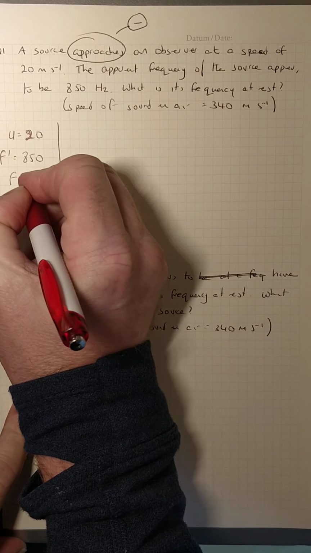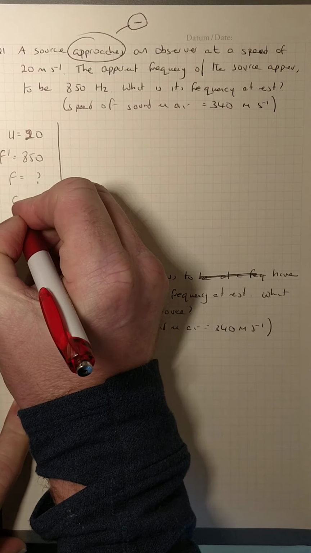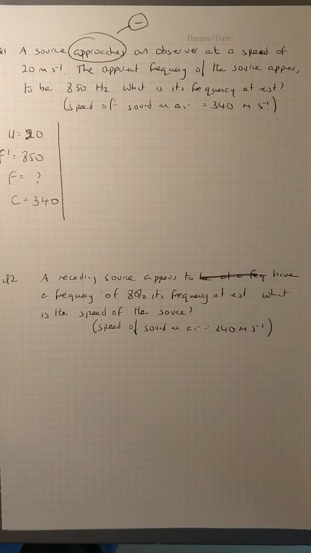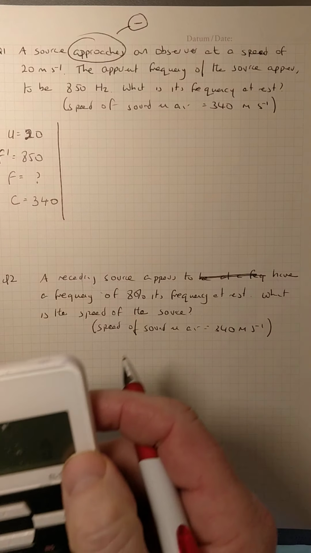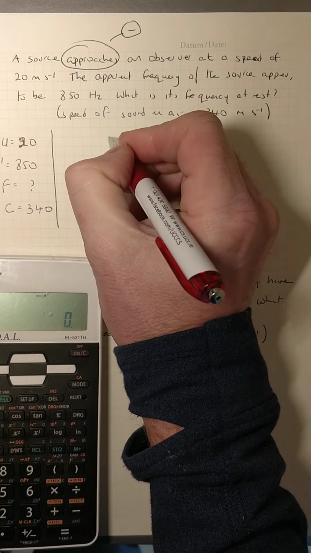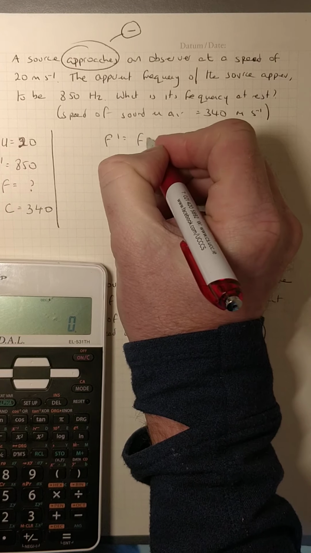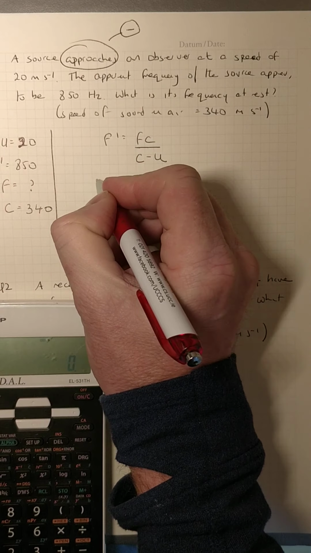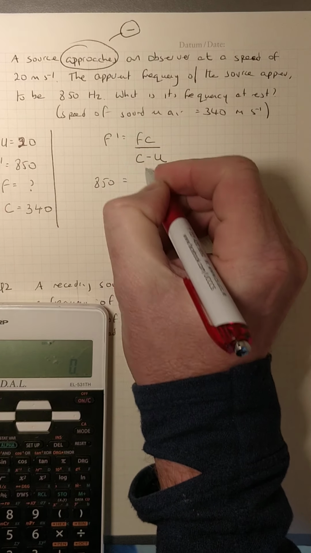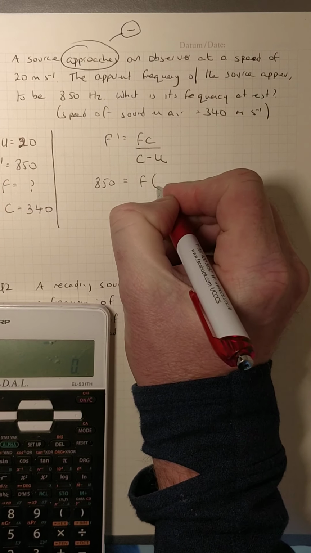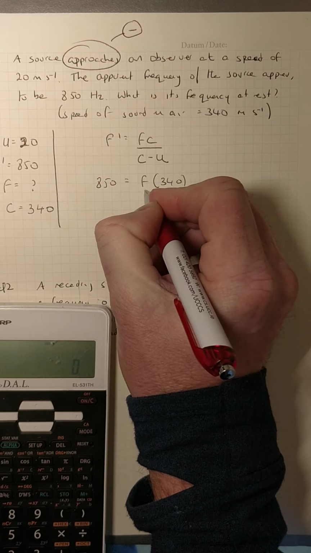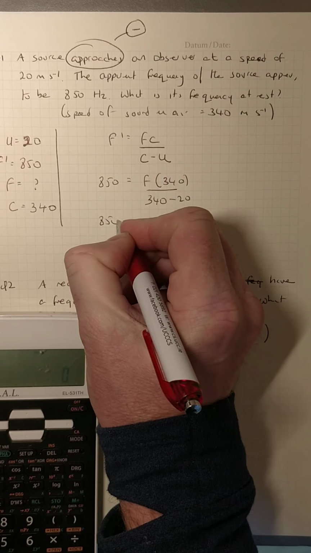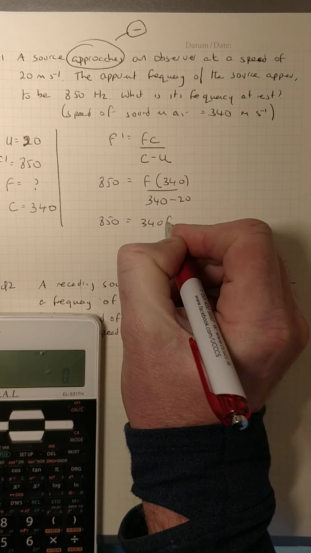What is the frequency at rest? F. That's what we don't know, and we're given the speed of the wave, which in this case is sound, 340. It could be light, with exactly the same calculations, a bit messier because it'll be 3 by 10 to the power of 8. You have to decide which formula you're using. It's approaching, so it's C minus U. Then we have 850 equals F, which we don't know, by 340 over 340 minus 20. So 850 is equal to 340 F over 320.